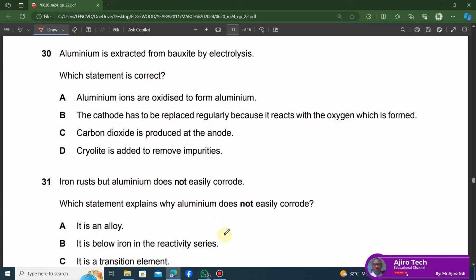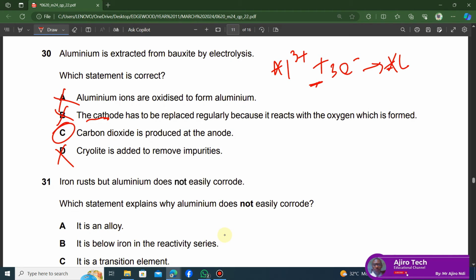Aluminum is extracted from bauxite by electrolysis. Which statement is correct? All right, so in this case, we're going to eliminate. Cryolite is not used to remove impurities, so no. Aluminum ions are oxidized to form aluminum, no. Remember, in the electrolysis process, aluminum 3+ gains electrons to form the aluminum metal. So in this case, reduction is occurring, not oxidation. The cathode has to be replaced regularly because it reacts with oxygen? No, it is the anode that is replaced regularly. So C is the correct answer.